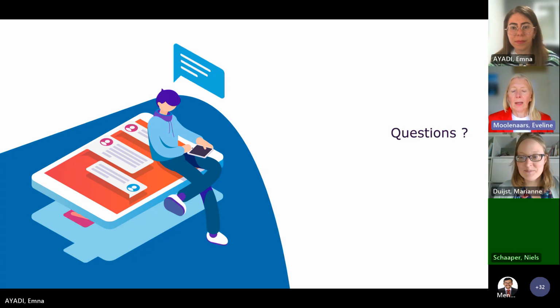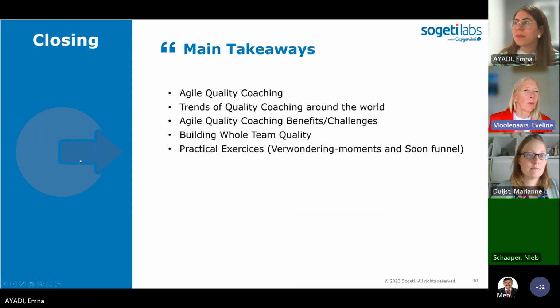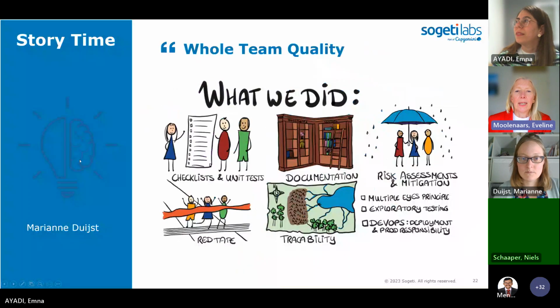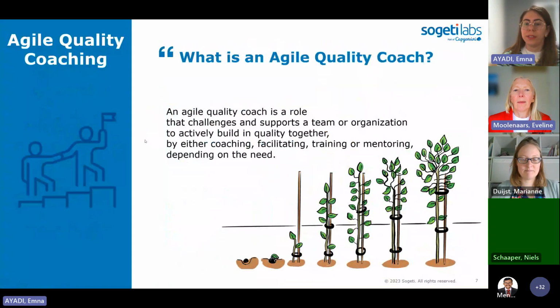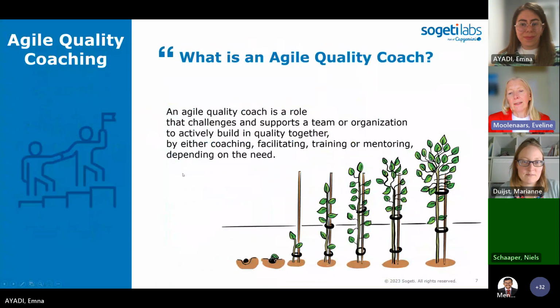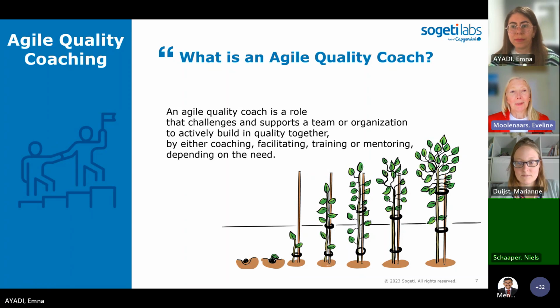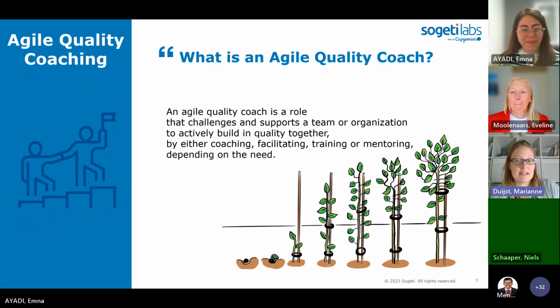So yeah, perhaps it's nice to go back to the slide with the definition of the quality coach, this one. Yeah, because I think that's different. That's specific for the quality coach role: the challenging and the supporting side to actively build in quality together. That makes it an important aspect that is quite new. But it also brings in the training and the mentoring.